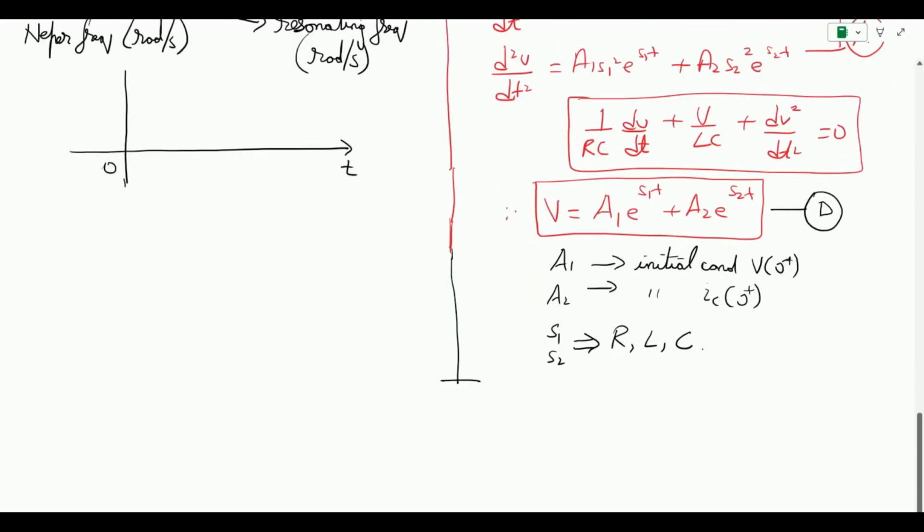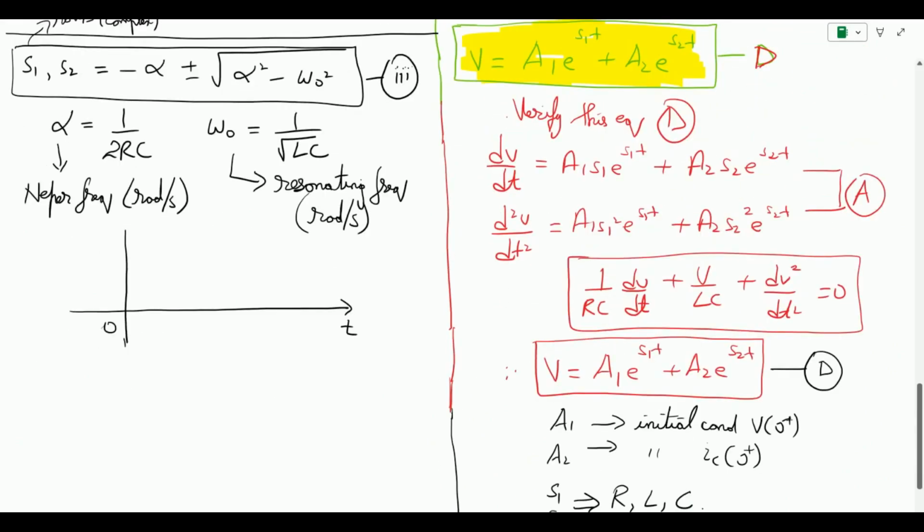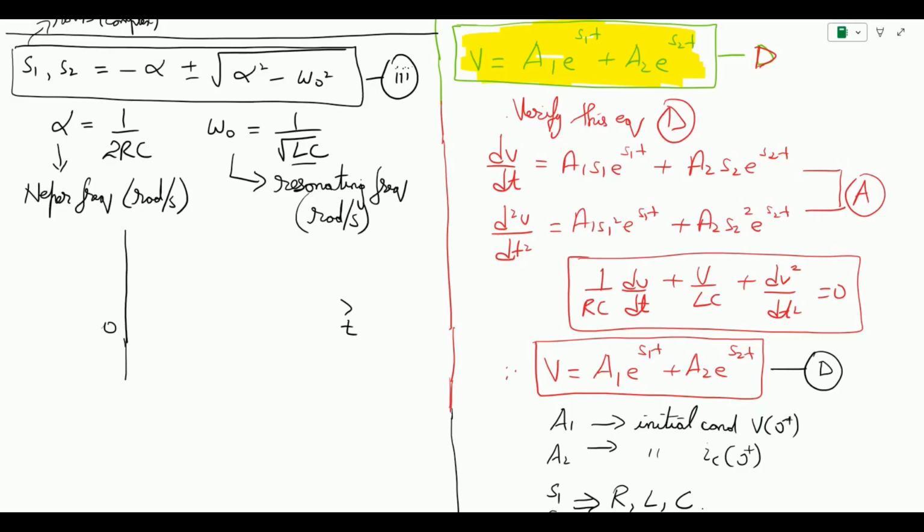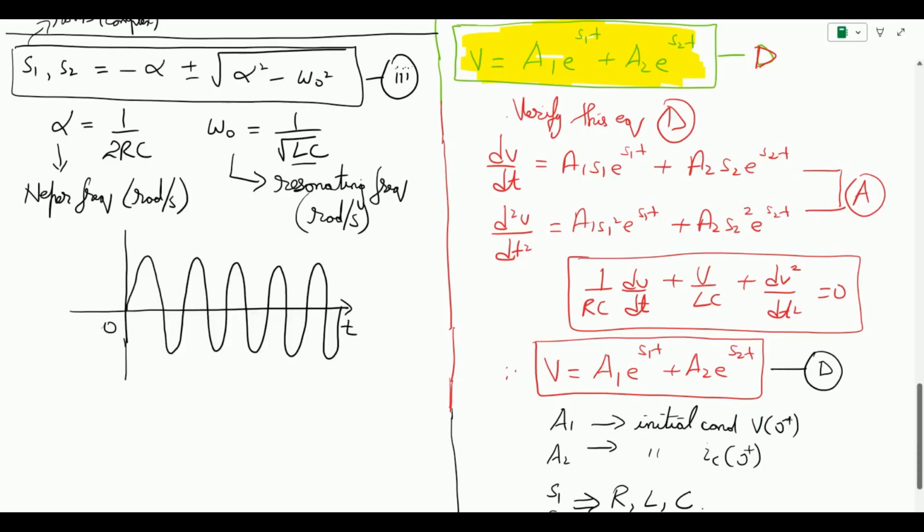If we try to plot this kind of behavior for L and C, we see that omega naught is basically dependent upon L and C, and we call this the resonating frequency. This means our circuit will keep on resonating, or it will form a sinusoid, until it reaches its final value, which is the steady state condition. So this behavior comes out in the form of a resonating frequency, and we call this omega naught.